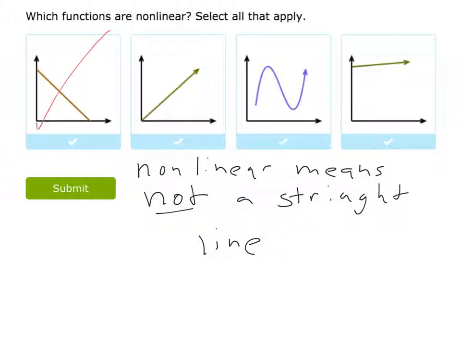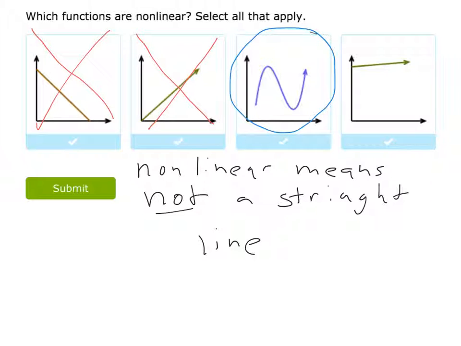If you notice, the first one is a brown straight line, so we can't pick that one. Our second one is also a straight line. We do not want to pick that. The third one is nonlinear because it does have curves in it. And the last one is linear, so therefore we cannot pick that one. So even though the question is asking select all that apply, there is actually only one that is correct because it's the only line that is not straight. All right, therefore this concludes the tutorial on linear and nonlinear graphs.